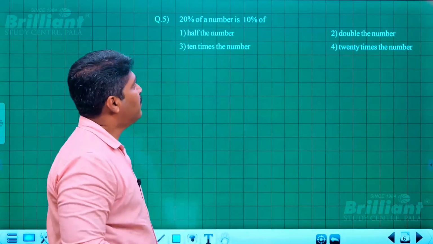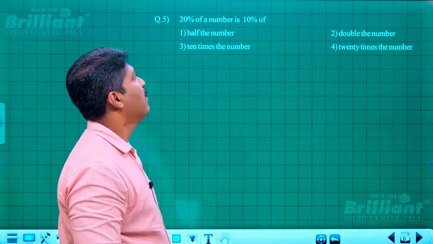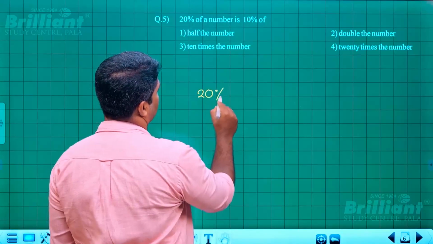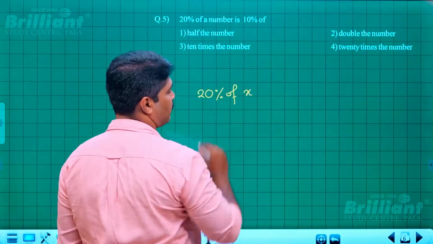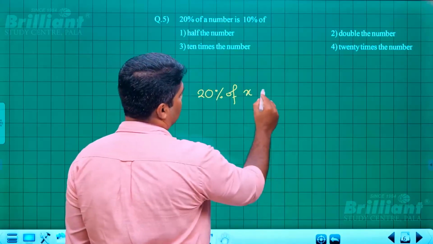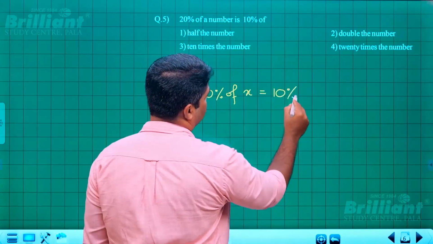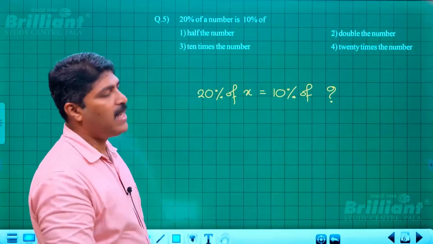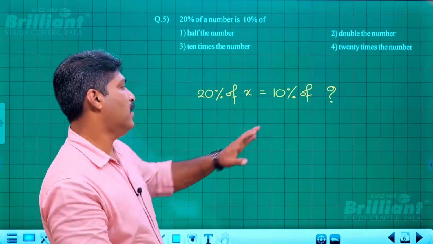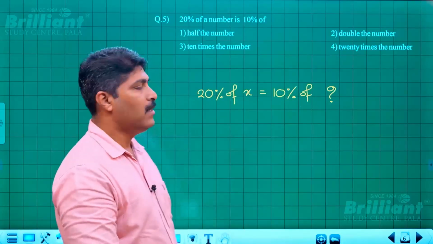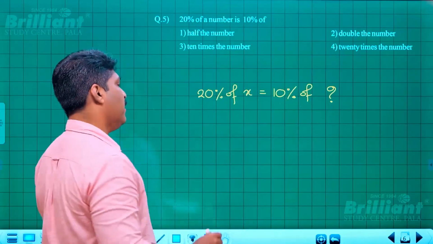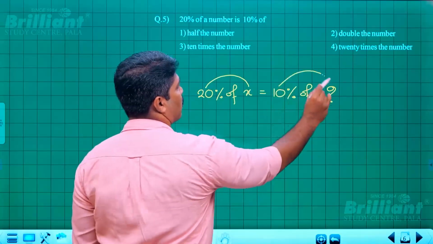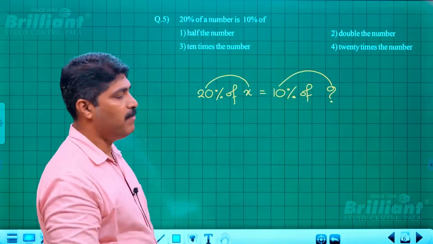Then the next question: 20% of a number is 10% of dash. So here, 20% of a number, that is x, is equal to 10% of which number? We have to express that number in terms of x. So how to convert this? Here the only requirement is that the product of these two values equals the product of these two values. Clear? That's a simple logic.